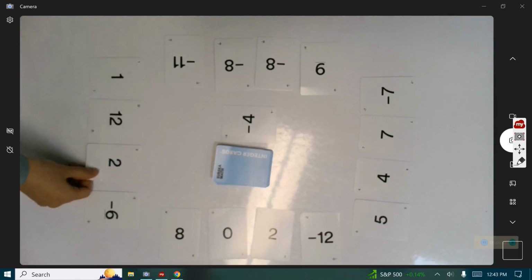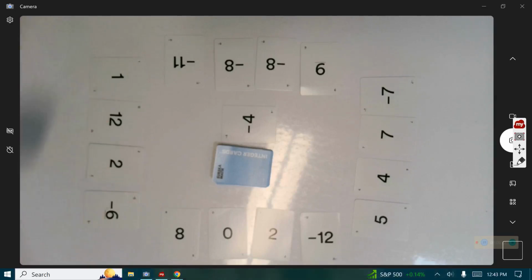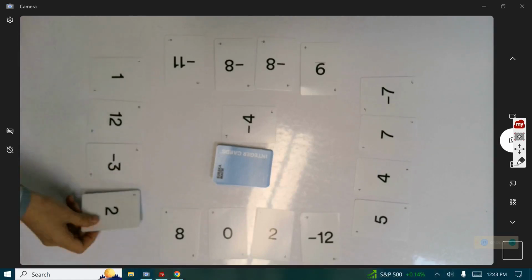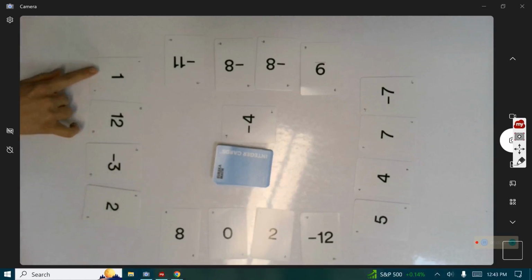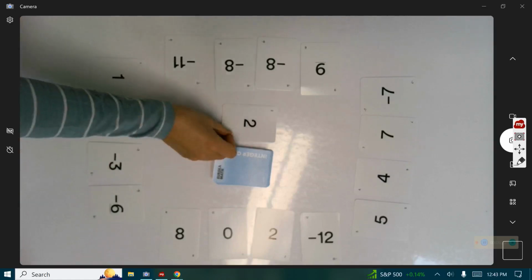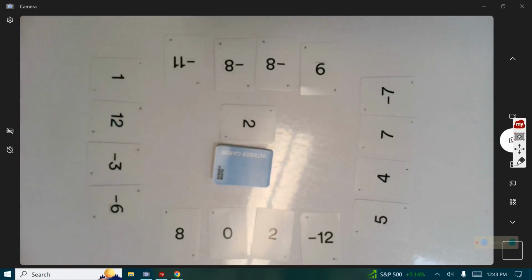If I put the 2 here, now I have 14, 15, plus negative 6 is 9. That's farther away than I am right now. And if I swap out this one, again, 14, 15, and negative 3 puts me at 12. So this person doesn't necessarily want the 2.